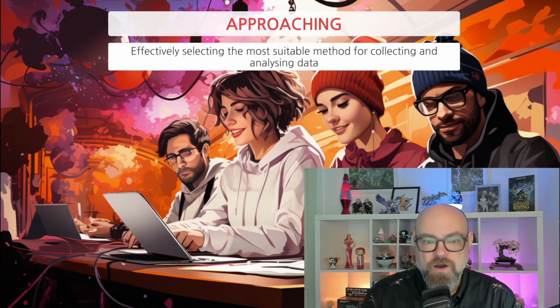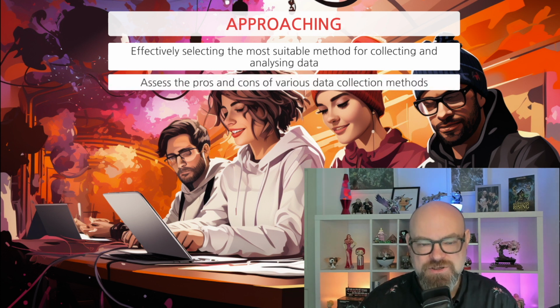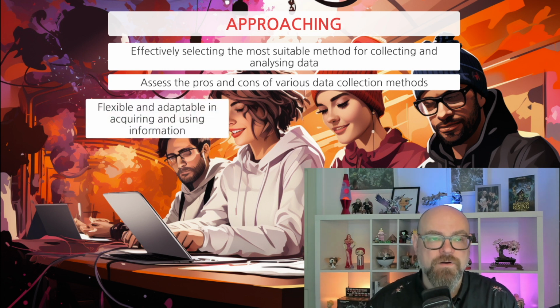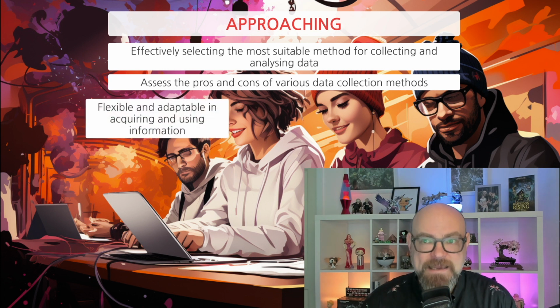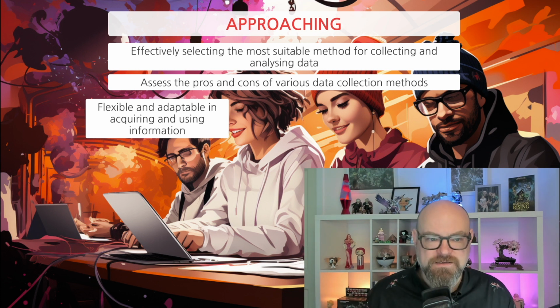Next, we have the skill of approaching, which in qualitative research means effectively selecting the most suitable method for collecting and analyzing data. This skill encompasses the ability to assess the pros and cons of various data collection methods. For example, I'm not a fan of surveys, really. I don't find that they give us particular information that we can operationalize. The survey that I showed before was very general, and we're not sure about how accurate it is.